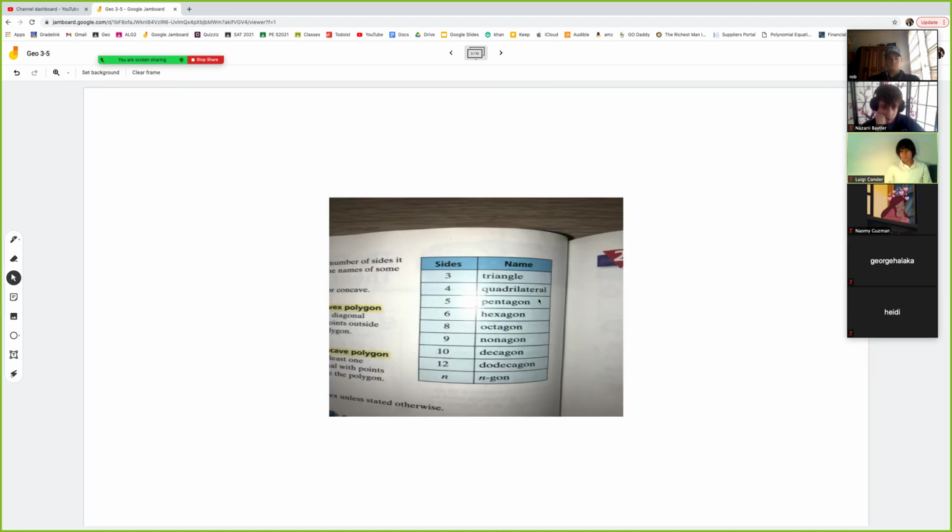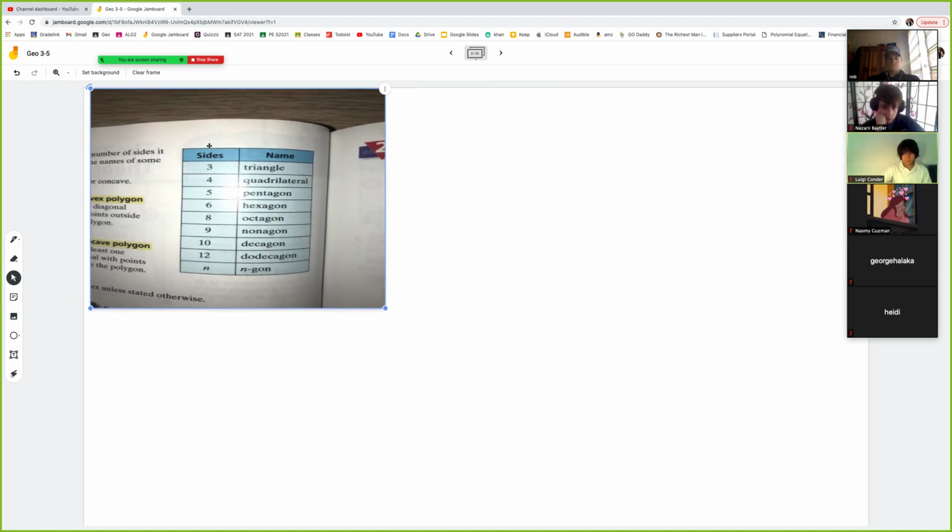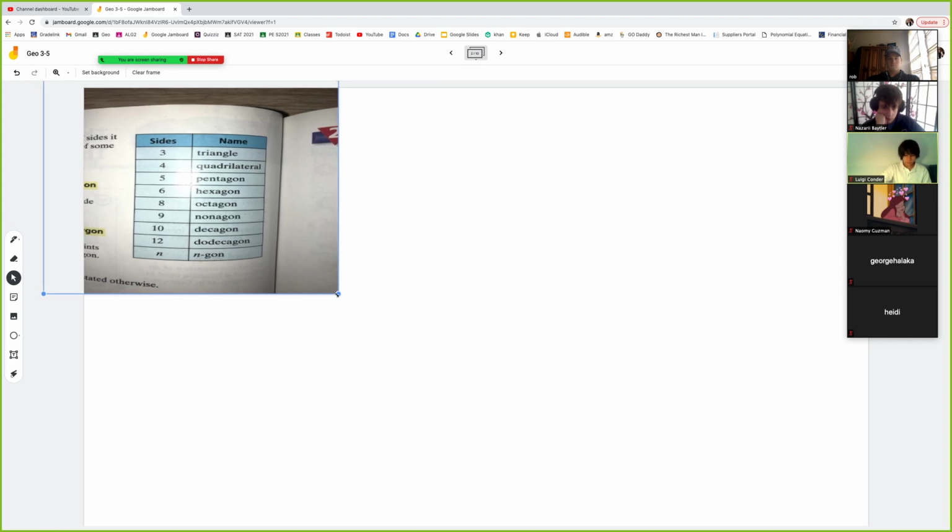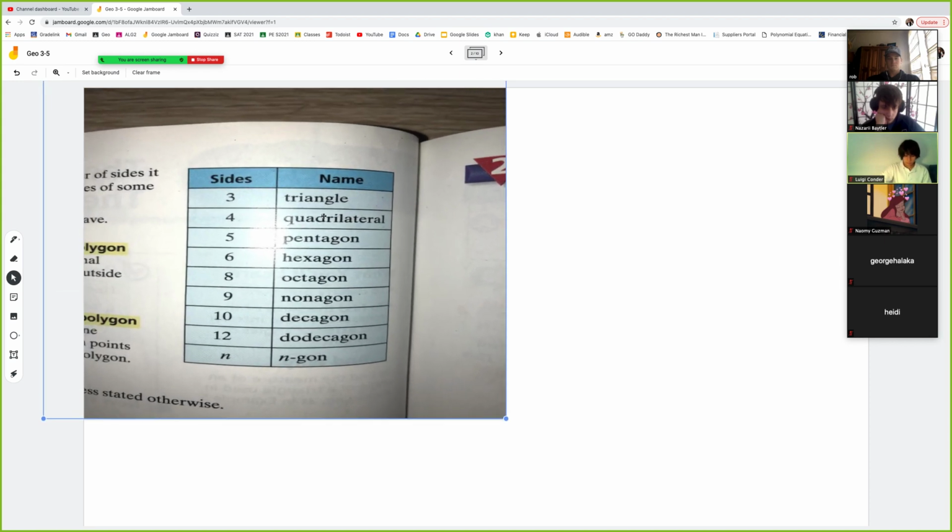All right. Here you have the different names of the polygons. In your book, you have this: triangle, tri for 3. Quad 4. Penta 5. Hexa 6. Octa 8. Nona 9. Deca 10. Dodeca is 12. And then you have an n-gon, which is any number that you say. So these are things that you should know.